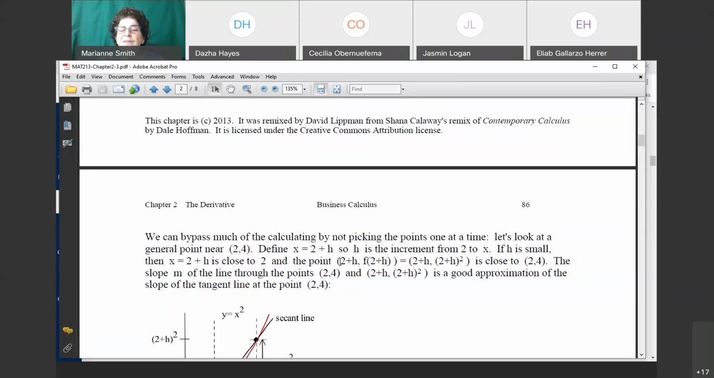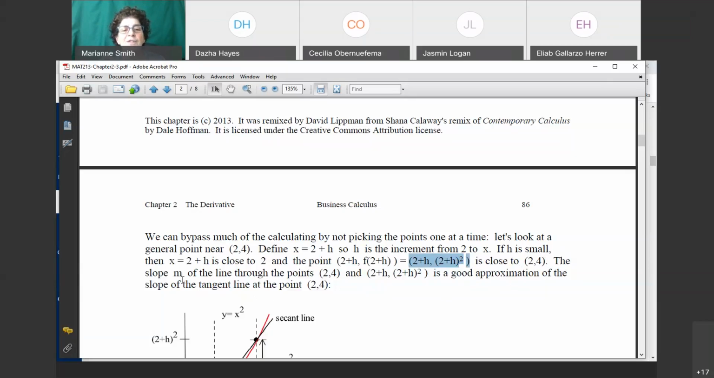And here's the part that's algebraic. This is meant to be an ordered pair. Here's your x value, 2 plus a little bit, and here's your f of x value. You take 2 plus a little bit and you plug it into f. What does that give you? That gives you 2 plus h squared, because the rule for f was take the x value and square it. So this ordered pair is going to be very, very close to 2, 4.